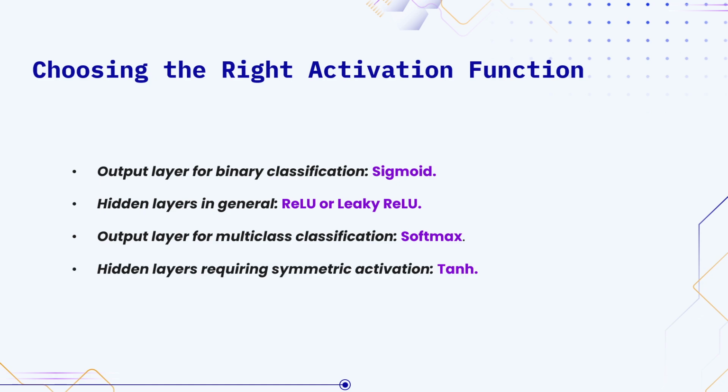And finally, if we have a hidden layer requiring symmetric activation, and we will see that when we learn more about recurrent neural networks, the hyperbolic tangent would be the best choice. And keep in mind that understanding the advantages and the limitations of each activation function allows for better performance tuning of your neural network.